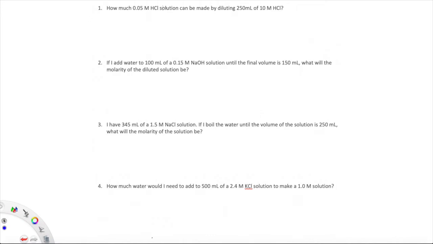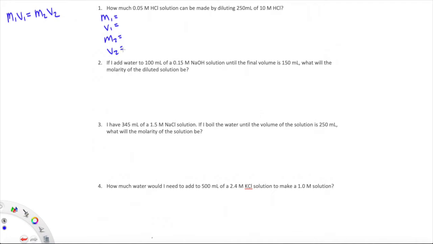To set up for this problem, I'm going to write out my equation. I know I'm going to be using the dilutions equation here, so M1V1 equals M2V2. I'll be rewriting this for each example because we're going to be rearranging it. I'm also going to write out the variables, M1, V1, M2, V2, just so I have a visual of what information I'm being given and what I'm being asked to find.